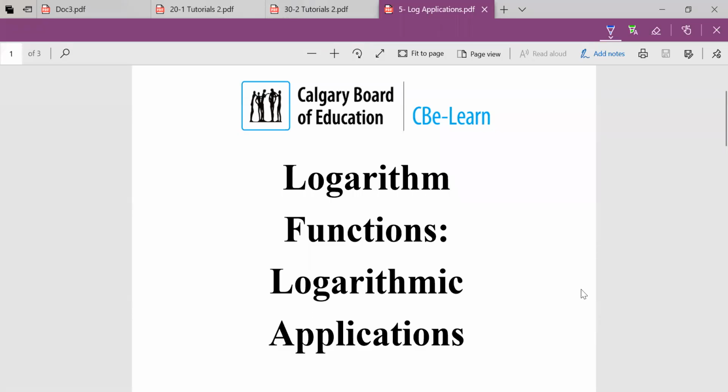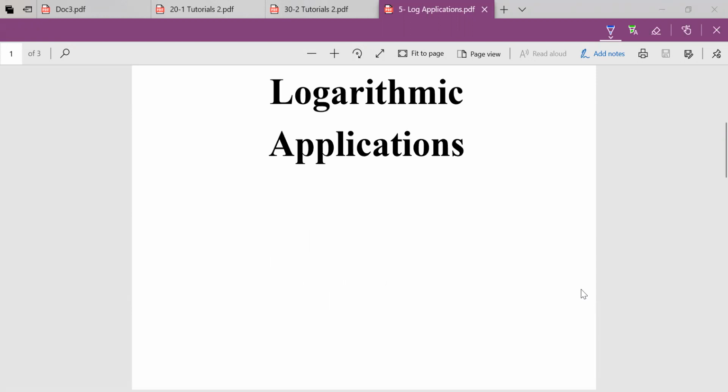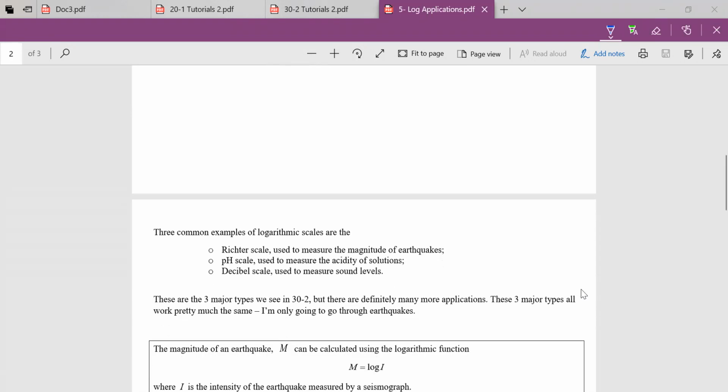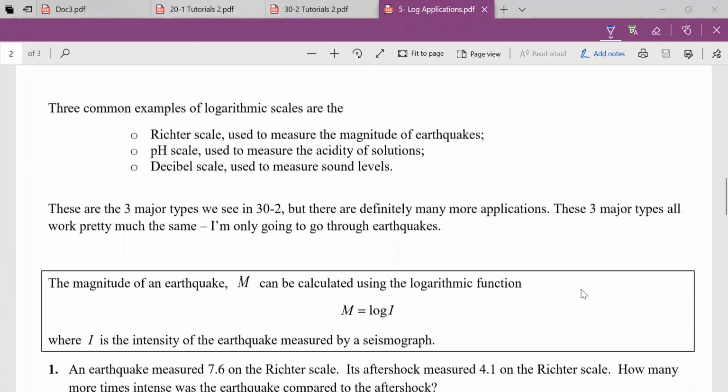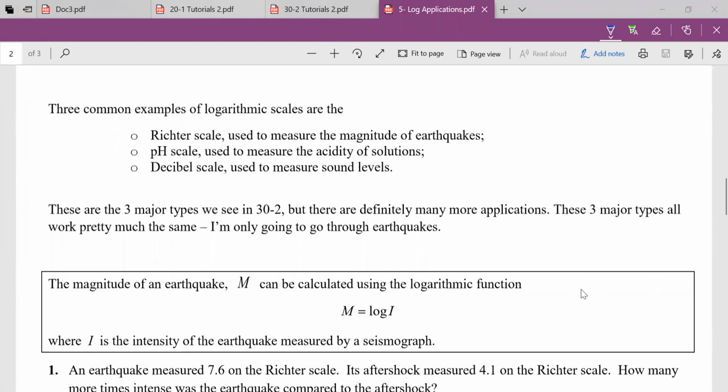Hey friends, in this lesson we're going to look at the applications of logarithmic functions. The normal three types of applications that we will see in 30-2 are typically the Richter scale, the pH scale, and the decibel scale. Keep in mind these aren't the only three we'll see, but they're the go-tos. You don't need to memorize any of the formulae given here. They will always be given in the question.